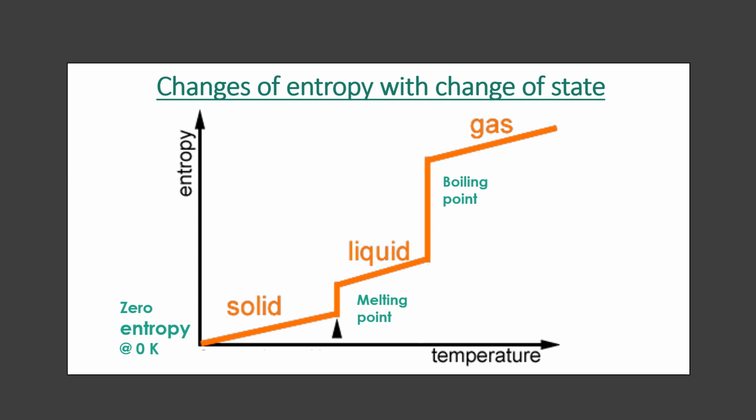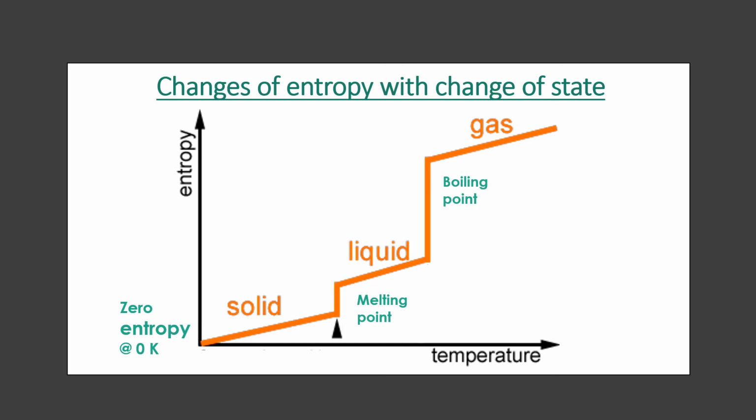So as you can see from the graph, entropy increases with change of state from solid to liquid to a gas. This is because as the state changes, the distance between particles increases and consequently disorder increases.